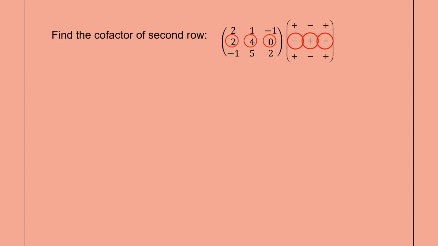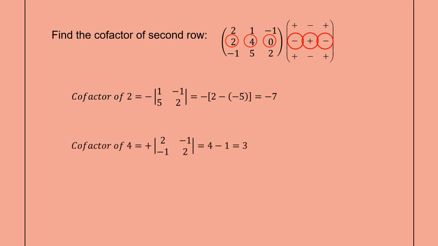After finding the cofactor of the first row, we will do the same thing in the second row. For the cofactor of 2, after we expand it, we will get -7. For the cofactor of 4, we will get 3, and here it will be positive. For the cofactor of 0, we will get -11.